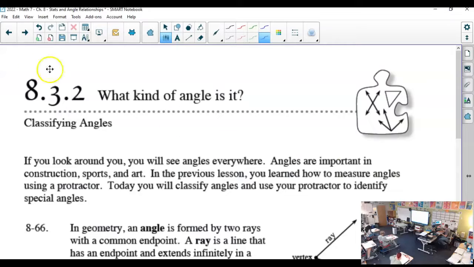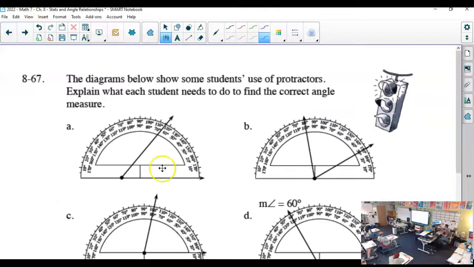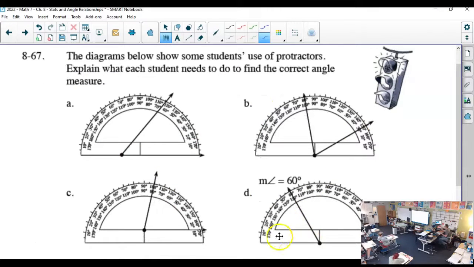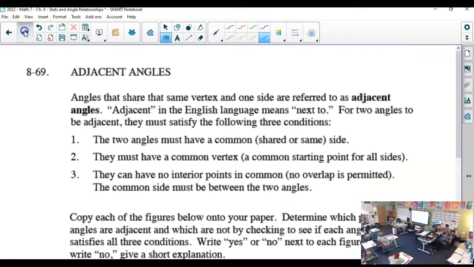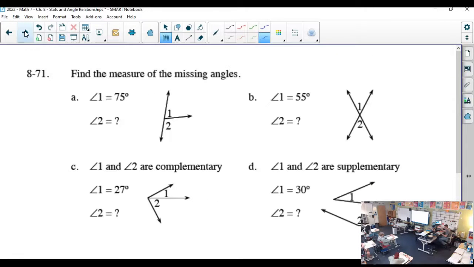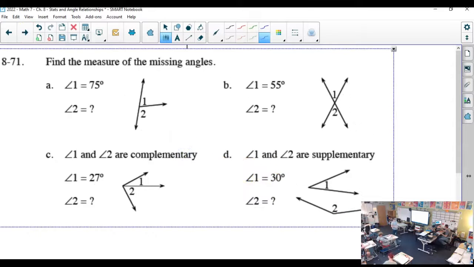I'm going to find this in my slides so I can actually go back to the board. Oh, there's the protractor pictures I was looking for. These are examples of incorrectly lined up protractors. All of them except for D is finally correct, except it's not 60 degrees. They read the wrong degrees. So I go ahead and try to use those special angle relationships. This is what happens when I try to cover 2 lessons in a day.